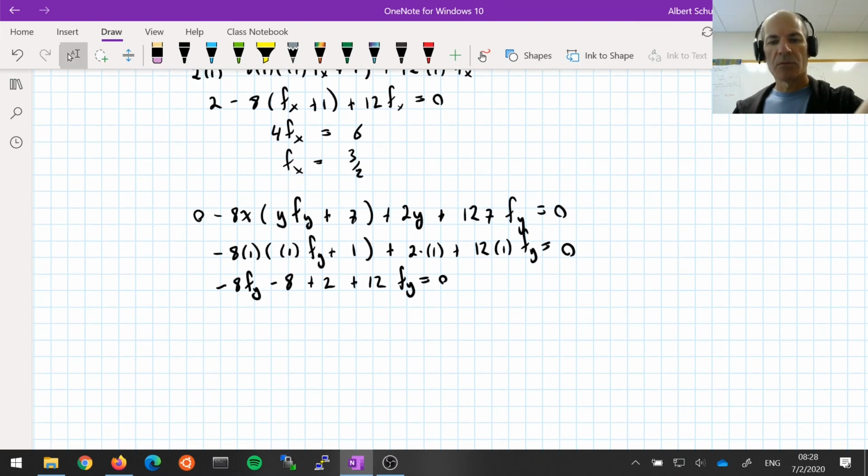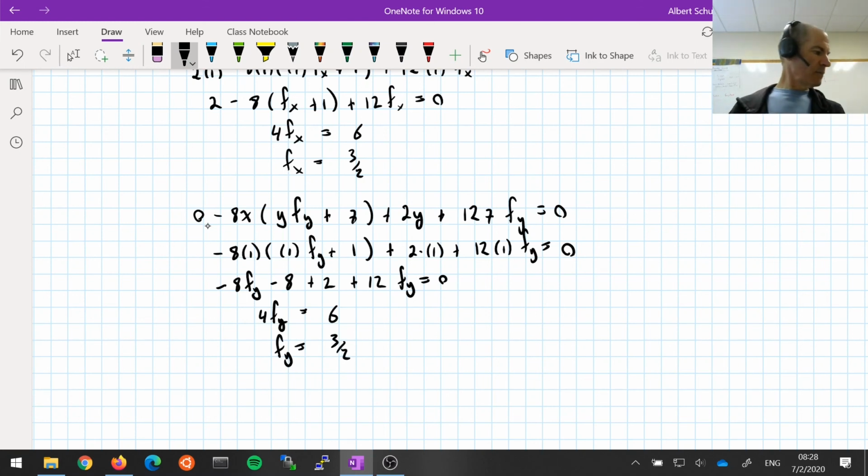We have 12 minus 8 f sub y, so 4 f sub y, and we have negative 6, which we move over to the right-hand side. F sub y equals 3 halves. Again, let me just double check here before I carry on. 3 halves and 3 halves. Yeah, that's consistent with my notes. Great. Okay, we have f sub x and f sub y both equal to 3 halves.